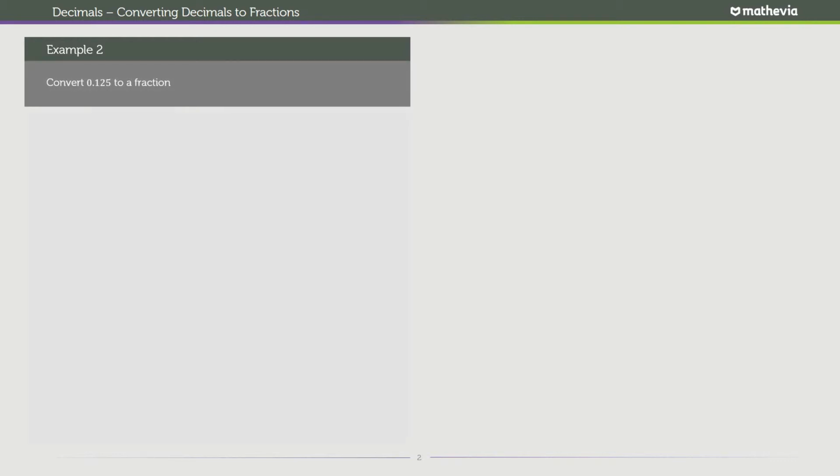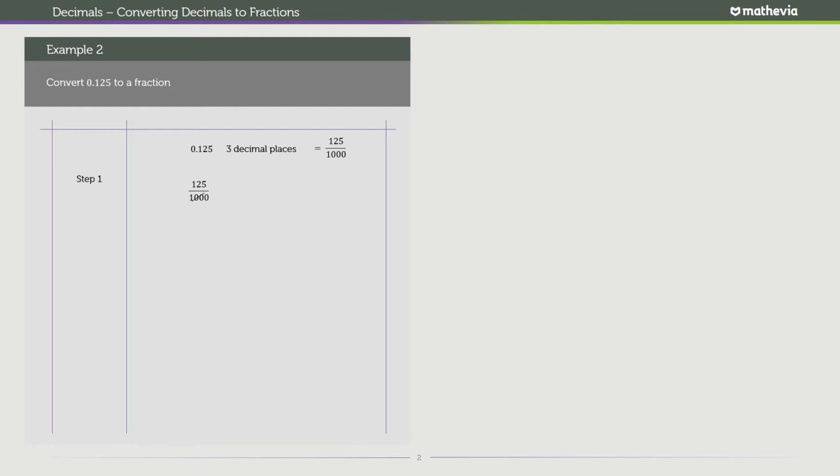Example 2: convert 0.125 to a fraction. We have three decimal places, so we have 125 divided by 1000. With three decimal places, our number should have three zeros. I will go ahead and reduce to its lowest terms. Divided by 5 would give you 200, divided by 5 again would give you 40. So we just divide by 25 and we have 40 on the bottom. Divide by 25 on the top, we have 5. Divide by 5, we have 8. Divide by 5, we have 1. And what we have in the end is 1 over 8.